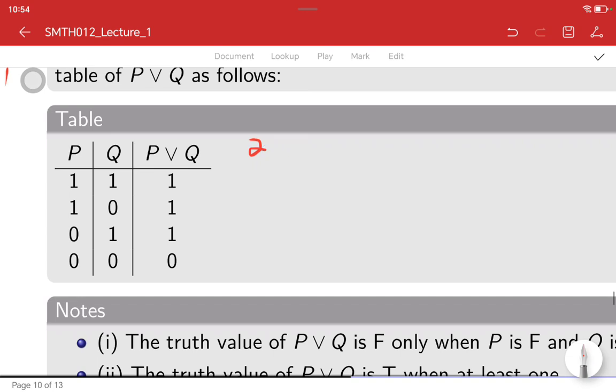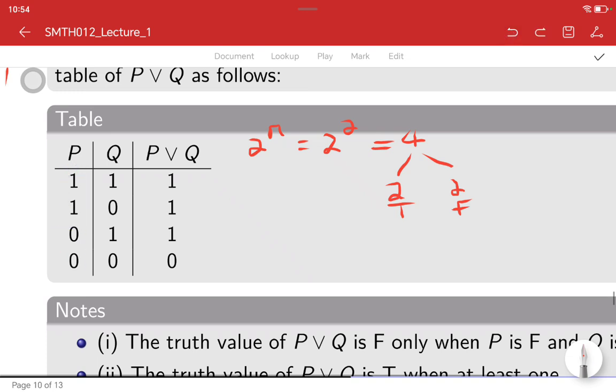Remember, we have two statements. So it's going to be 2 to the 2. Remember, this is 2 to the n, and n stands for the number of statements. So this is 2 to the 2, which gives us 4. And remember, we have two statements, so we're going to divide this into 2, 2. The first statement should start with a true, the second statement should start with a false. So here we're going to have two truths, two falses.